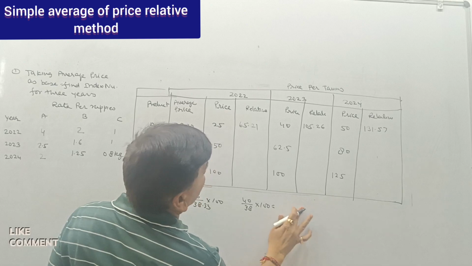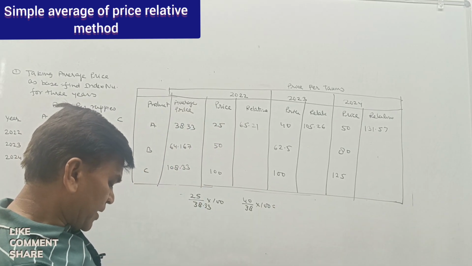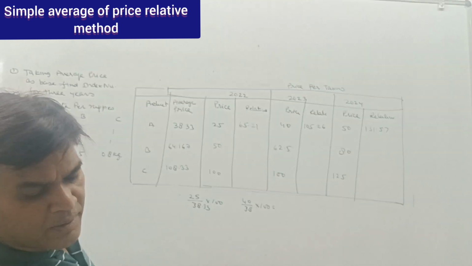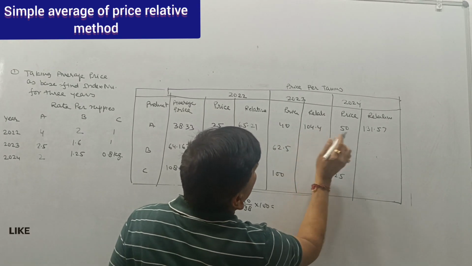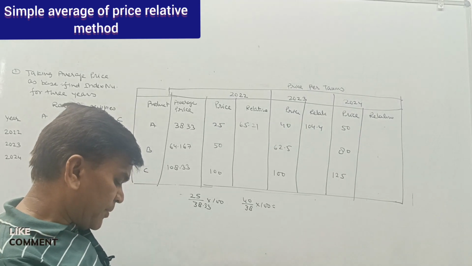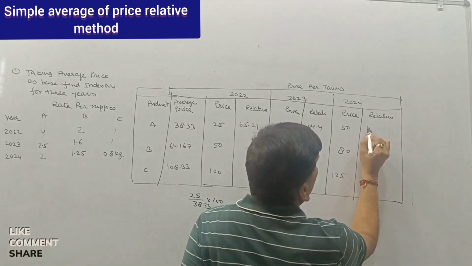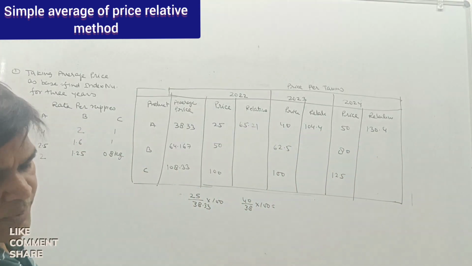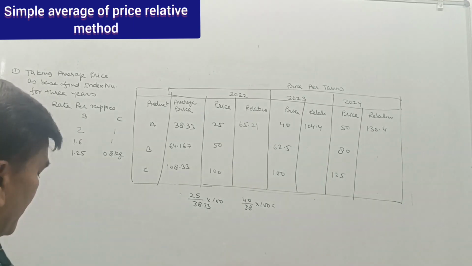Next one, 40 divided by 38.33, 104.4. And last one, 50 divided by 38.33 multiplied by 100, that is 130.4. Okay, 130.4 or 5, no problem at all.